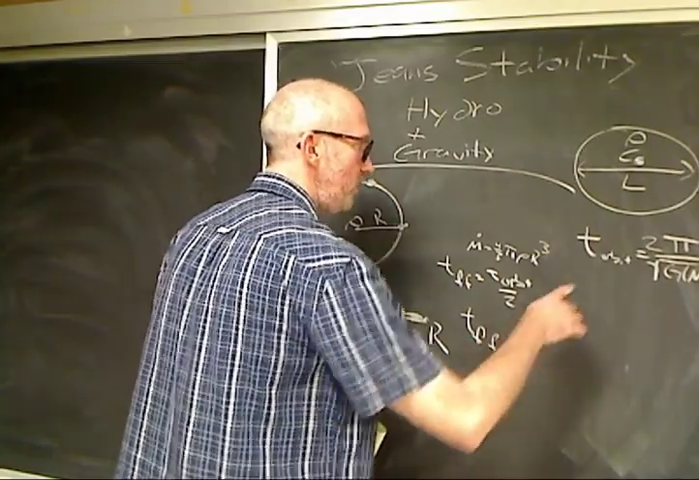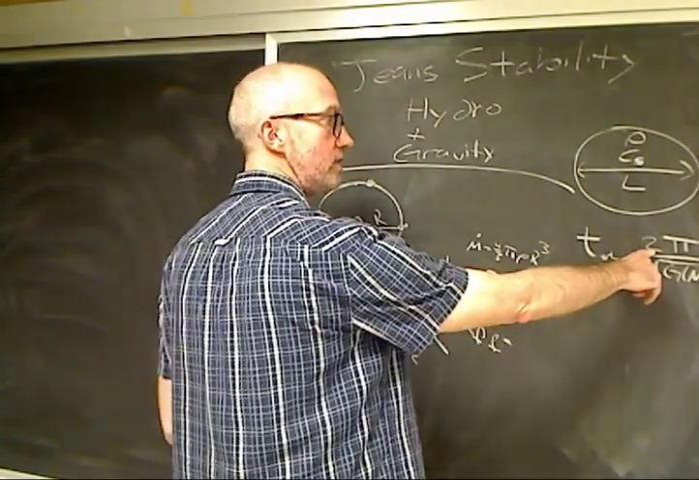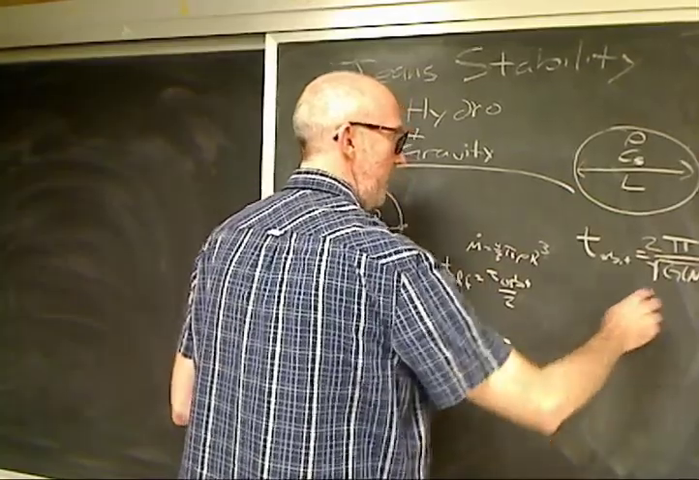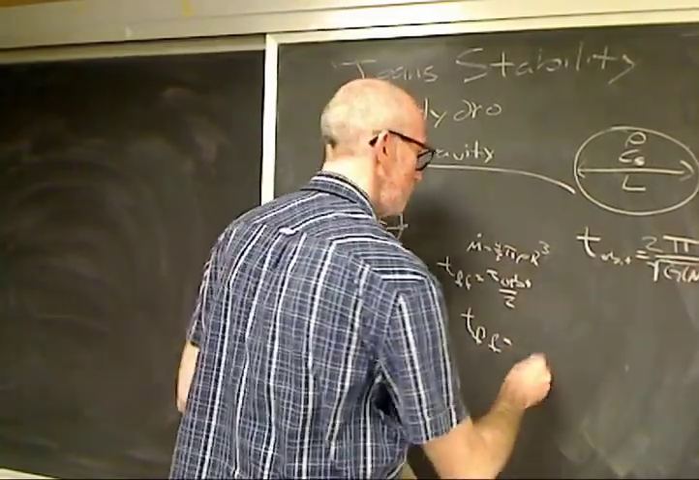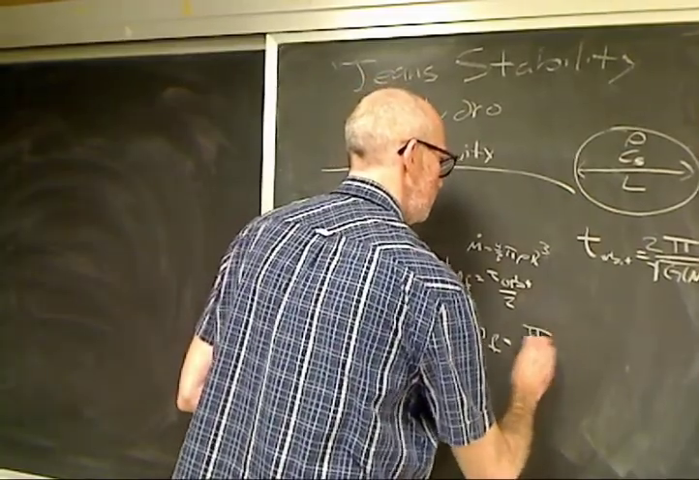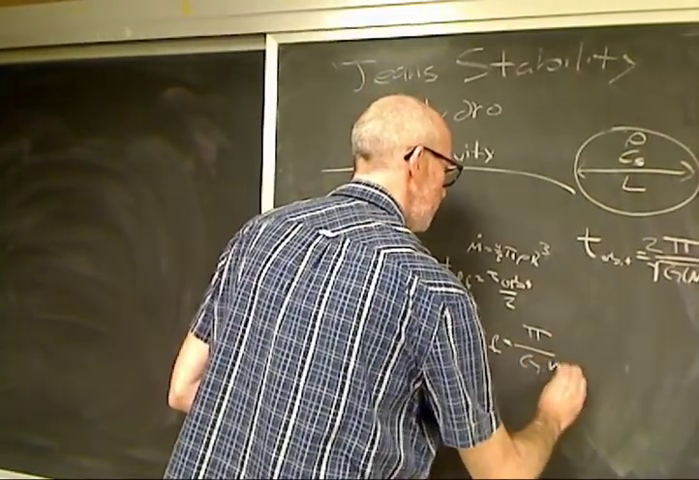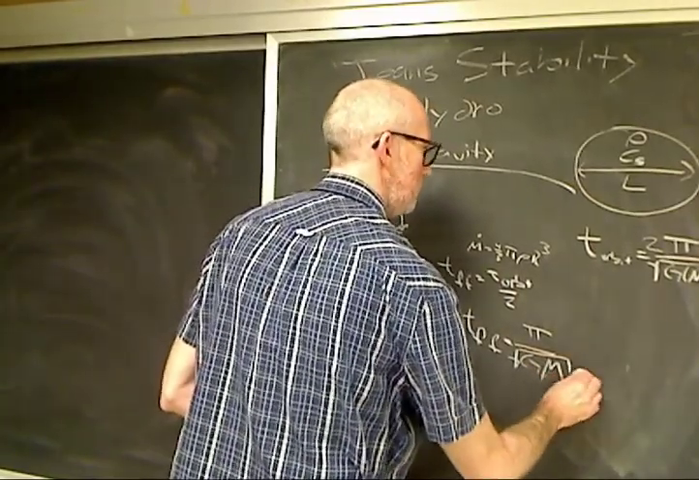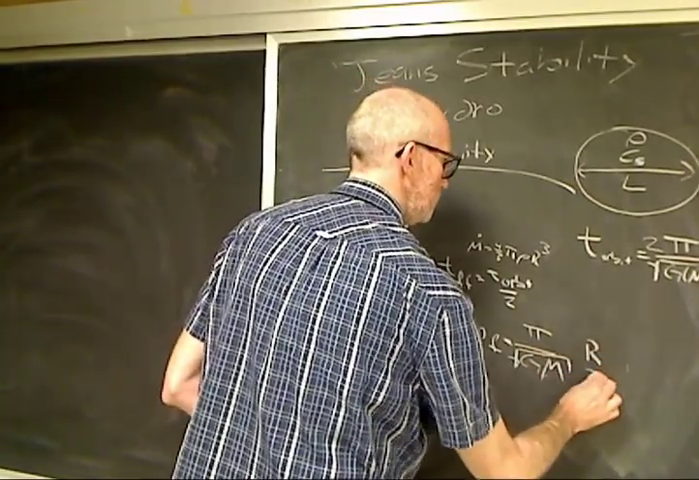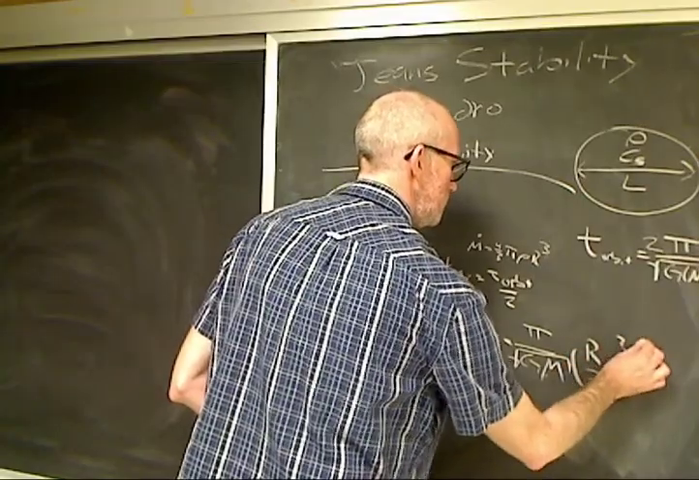So T free fall is going to be T orbit over 2, so this 2 goes away. And this A will be replaced by R over 2. So this is just pi over G big M, square root. I'm going to call little m 0, I don't have any mass, times R over 2 to the 3 halves.